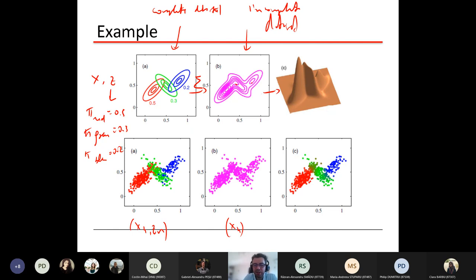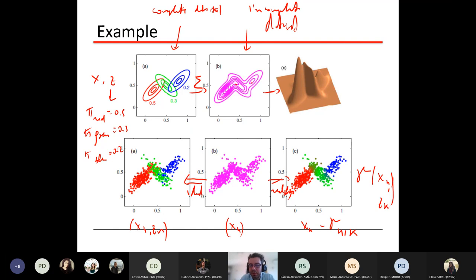Cool, so this is xn. In the real world, this would be ideal, but we don't have it. In reality, what we can compute is gamma of xn and zk. For each point xn, we can compute the corresponding responsibility, gamma of nk. You see, this responsibility is actually like a soft assignment. For example, for the points over here, the responsibility is a mix between red and green, which means it's half red and half green, or part red and part green.